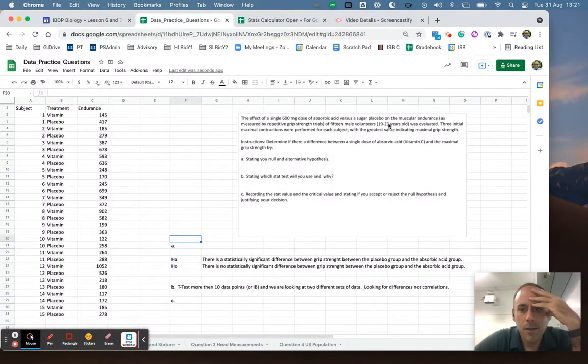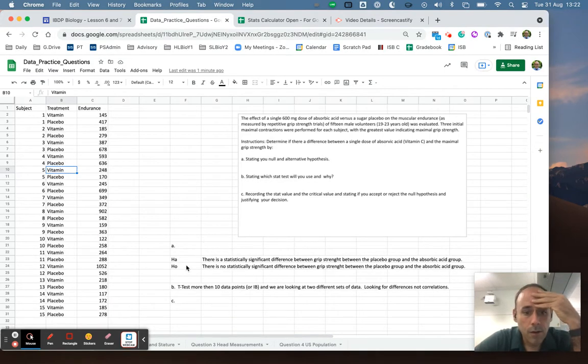We get some other information that's not important. So a placebo is just they got a pill that was just sugar, but they didn't know whether they were getting this or this. It's kind of like a blind test. So your goal here is to determine if there's a difference between a single dose of ascorbic acid and the maximal grip strength versus the placebo group. Okay, so we're looking: is there a difference between the vitamin C and the placebo, or does vitamin C give a stronger grip strength?